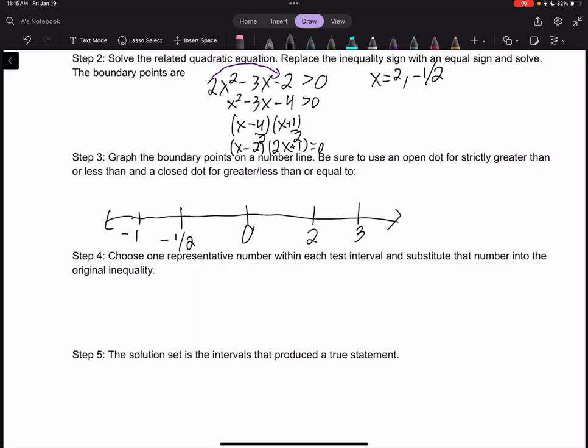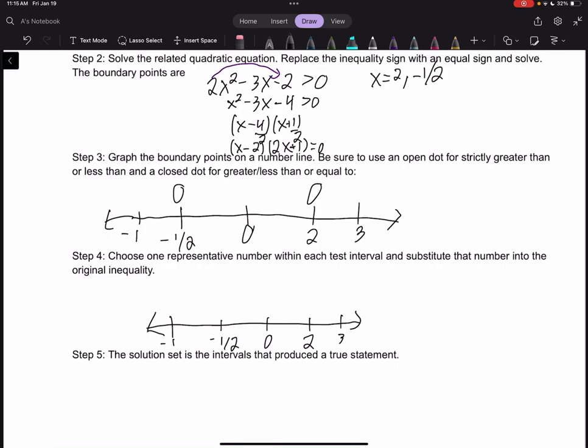So I'm wanting you to put a number in between, starting at the very beginning to the left of the negative 1/2, in between the numbers, and one after. These are going to be called representative numbers. We're going to test these numbers in our equation. Above our actual points, we're going to put an open circle because our inequality was strictly greater than.